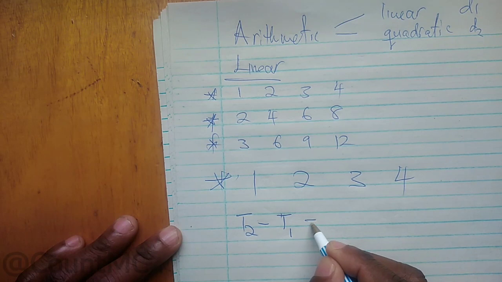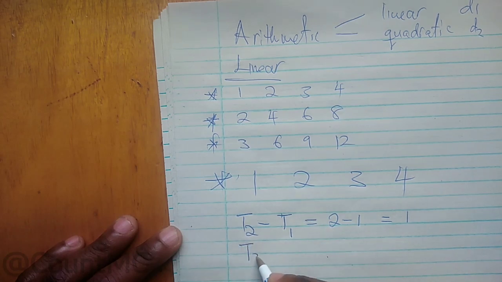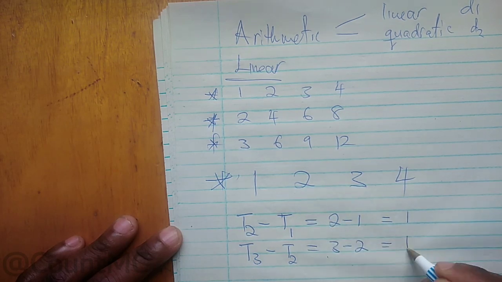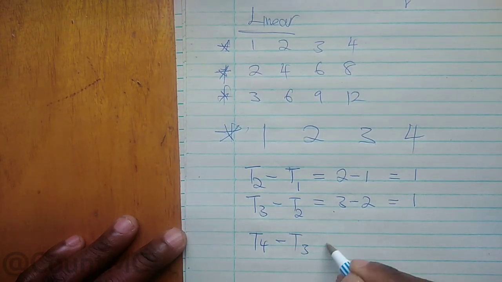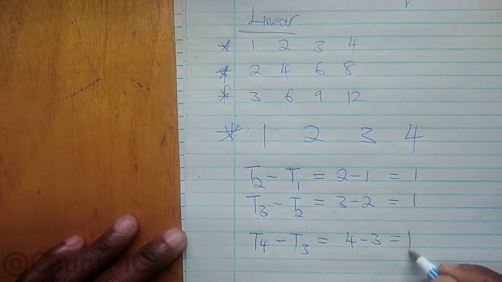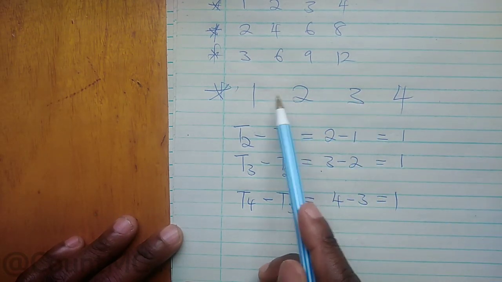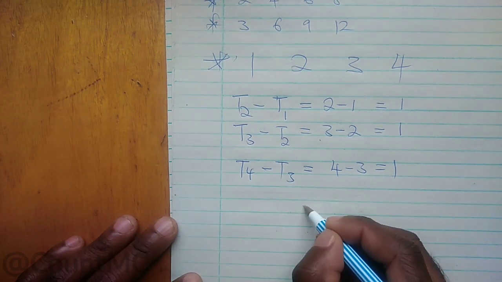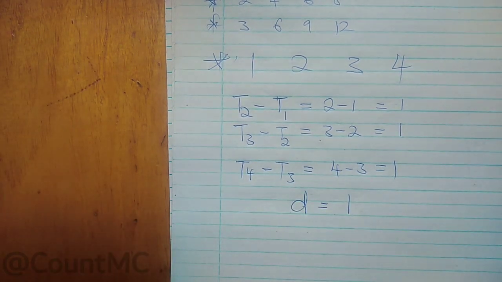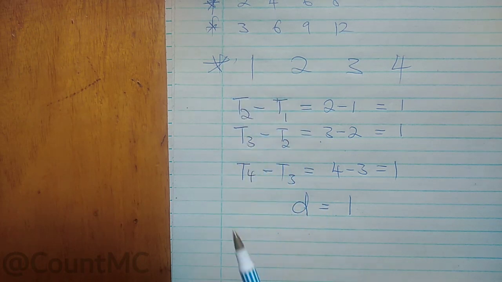We say 2 minus 1. This is the concept. You get a 1. Then you say term 3 minus term 2. This is 3 minus 2, you get a 1. Then term 4, or the fourth term, minus the third term. This is 4 minus 3, you get a 1. Because all these differences are the same, between this and this, this and this, this and this, they are called a common difference. So you write D is equal to 1. You have managed to find the common difference. So this is the concept. Always keep in mind that you say the second term minus the first term.